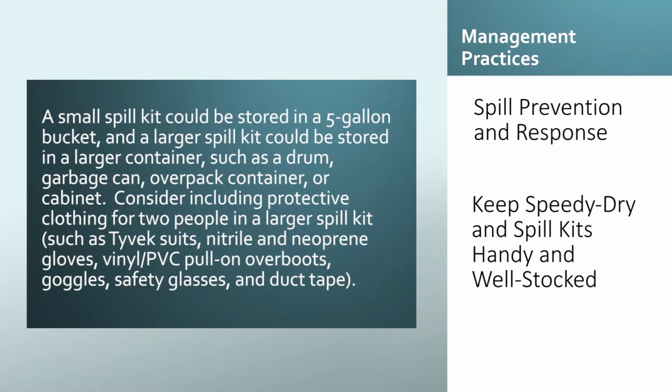A small spill kit could be stored in a 5-gallon bucket, and a larger spill kit could be stored in a larger container, such as a drum, garbage can, overpack container, or cabinet. Consider including protective clothing for 2 people in a larger spill kit, such as Tyvek suits, nitrile and neoprene gloves, vinyl or PVC pull-on overboots, goggles, safety glasses, and duct tape.